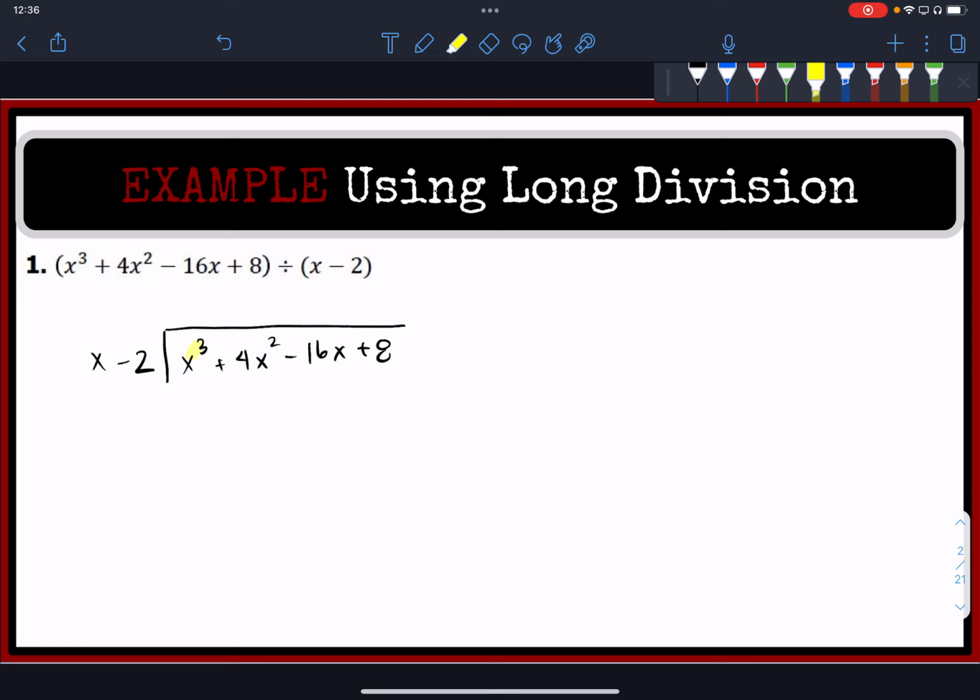Now, to divide polynomials using this technique, we focus only on the leading term of both the divisor and the dividend. So here, we're asking ourselves, how many times can x go into x to the third power, which is equivalent to dividing x cubed by x, which is x to the second power.